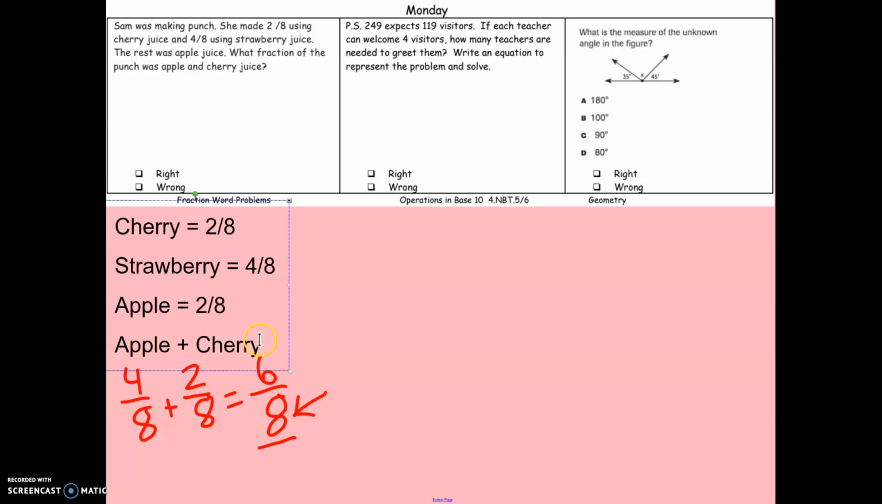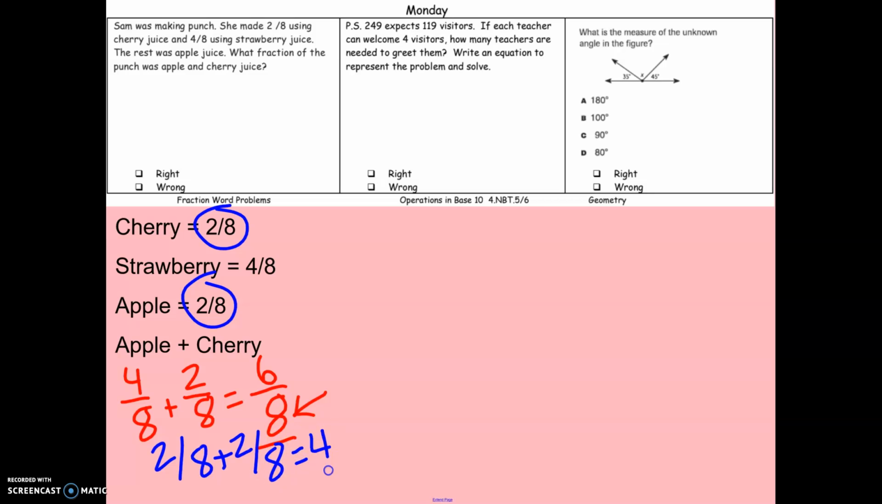Now we need to find apple plus cherry. So I know that the cherry is 2/8, so is the apple. So 2/8 plus 2/8 equals 4/8. So that's my answer, 4/8. We could even reduce or simplify that fraction to 1/2. And our units are 4/8 of the punch.